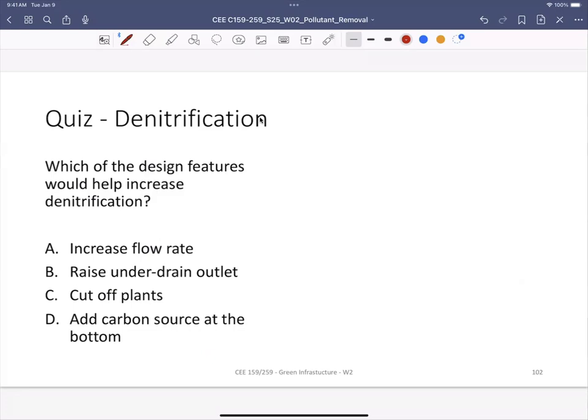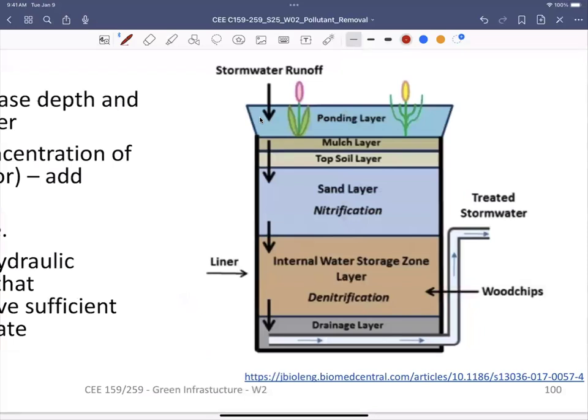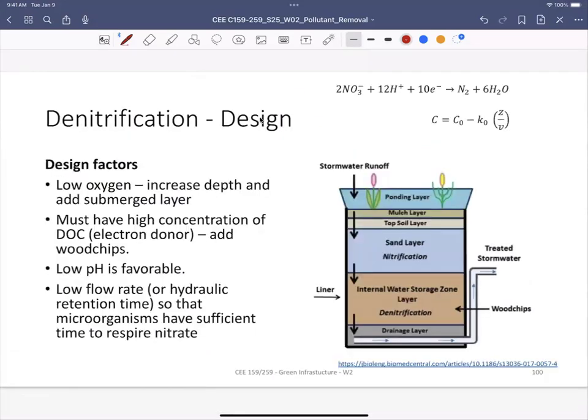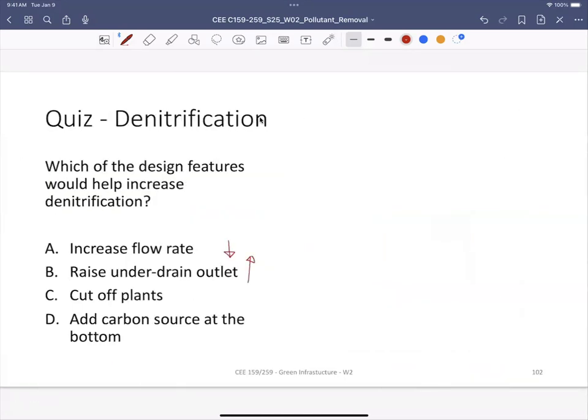If you increase the flow rate, what will happen? You have less contact time. If you have less contact time, bacteria will not have enough time to remove the pollutant. So increasing the flow rate is going to decrease denitrification. If you raise the underdrain outlet, which is basically here, as you can see, that means you have a more saturated layer. If you have a more saturated layer, you are more likely to deplete the oxygen, because when submerged, oxygen cannot diffuse inside water. So this is going to increase removal. Denitrification increases.